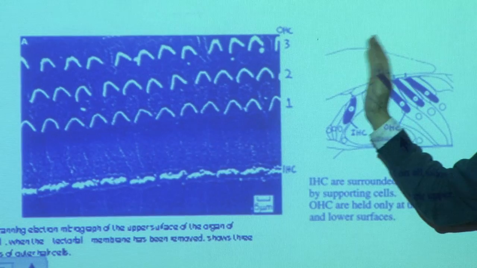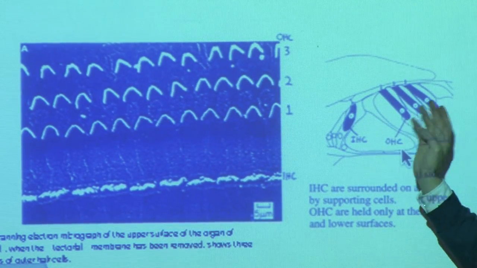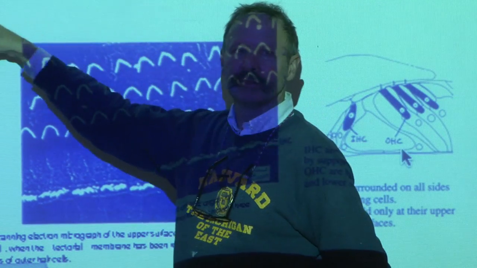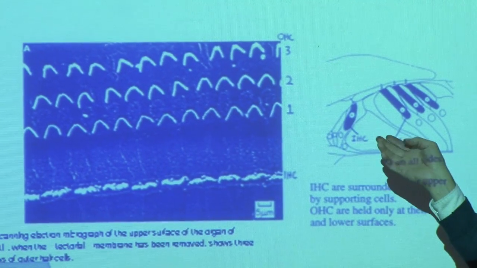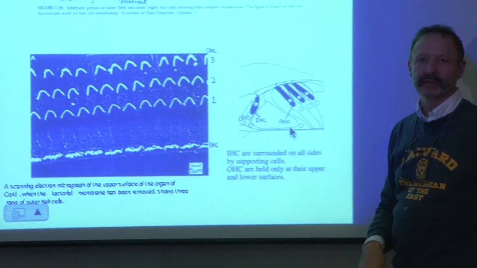And this is a stereotyped pattern. Almost all mammals have this. In the human, if you go up into the apex of the cochlea, sometimes a 4th row of outer hair cells starts to form, but it's not very well organized. It's sort of patchy, but you can have a 4th row of outer hair cells.